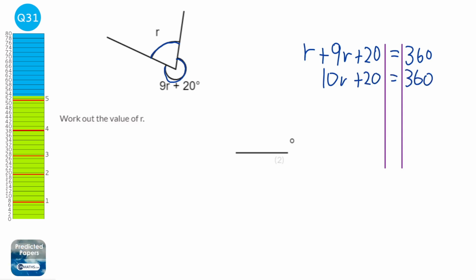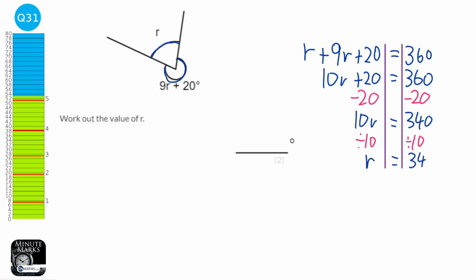Then we're going to subtract the 20 from both sides. So we have 10r equals 340, and then we're going to divide by 10 both sides. So we have r equals 34. So our answer is 34.